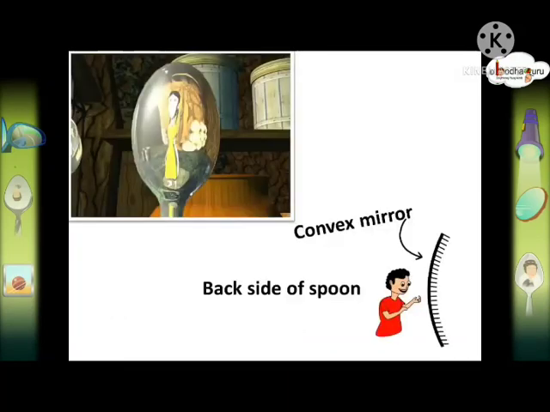On the back side, the surface of the spoon which forms the image is curved outwards. That is, the center part is coming outwards. This kind of surface is known as convex surface. So, this kind of mirror is called convex mirror.